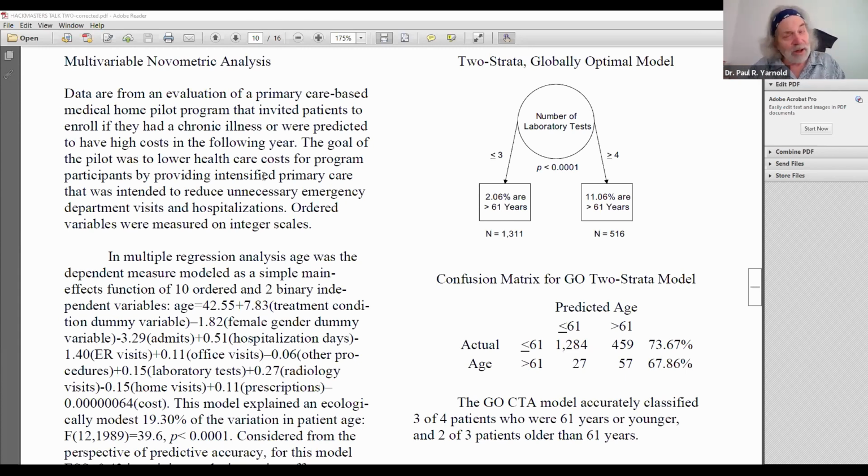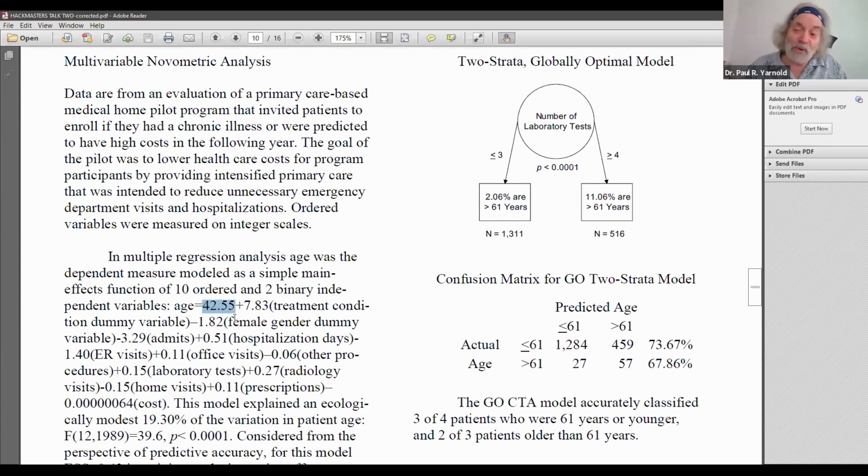And to predict age, the formula was, and I'll just read it, it's in the notes, you'll see it. Age is equal to 42.55 plus 7.83 times the treatment condition dummy variable minus 1.82 times the female gender dummy variable minus 3.29 times the number of admissions, plus 0.51 times the number of hospitalization days, minus 1.4 times the number of ER visits, minus 0.06 times other procedures, plus 0.15 times laboratory tests, plus 0.27 times radiology visits, minus 0.15 times home visits, plus 0.11 times prescriptions, minus, my favorite, 0.0000064 times the cost.